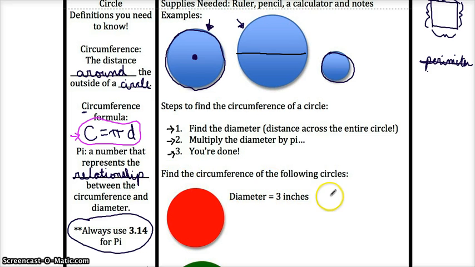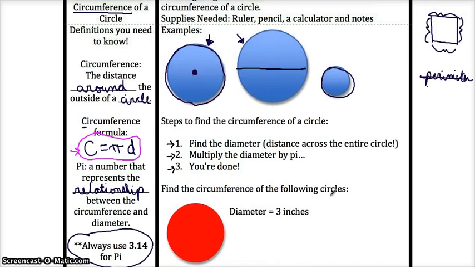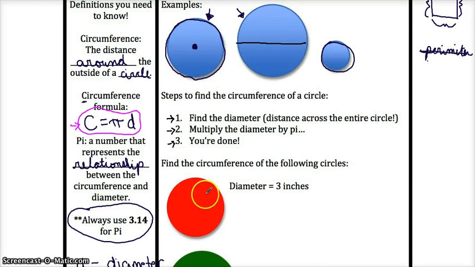So here's our practice. Let's go ahead and find the circumference of the following circles. Let's look at the red one first. The red one has a diameter of 3 inches. So we know what a diameter is now. A diameter goes from here to here. It goes all the way across the circle, cuts it right in half, and this tells us that it's 3 inches. That's important. So from this dot to this dot is 3 inches. Okay, so I have 3 inches across.